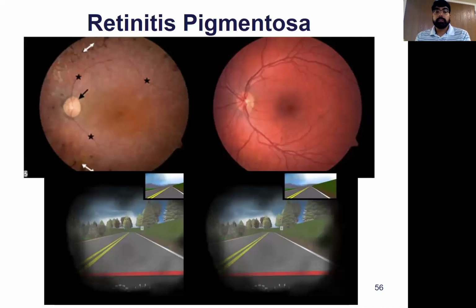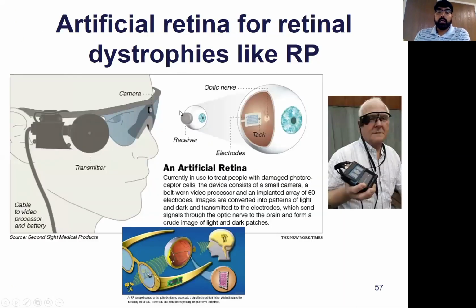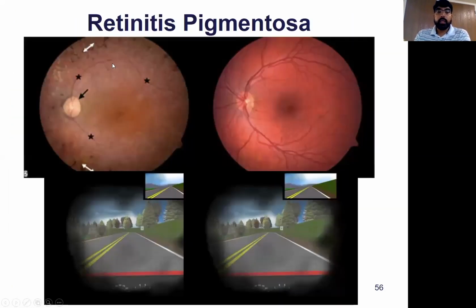So retinitis pigmentosa, again, affects the peripheral vision. As you can see here, this is the normal retina on your right-hand side, and on the left-hand side, there are these gray spots and black spots here.